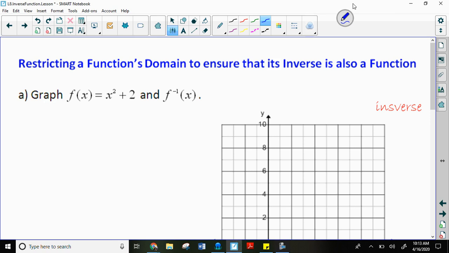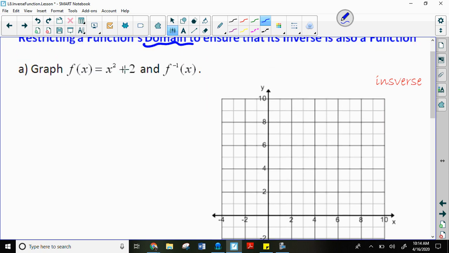So now what we want to do is say, okay, we took the inverse of a line. Woohoo! The inverse was a function. That was cool. Then we took the inverse of a parabola, and the inverse was not a function. So we want to say, well, can we be smart and restrict a domain? Remember, the domain, that's your x values. If we were to restrict the x values prior to taking the inverse, could we make sure that the inverse was a function?